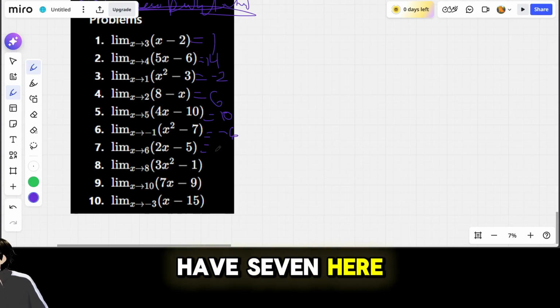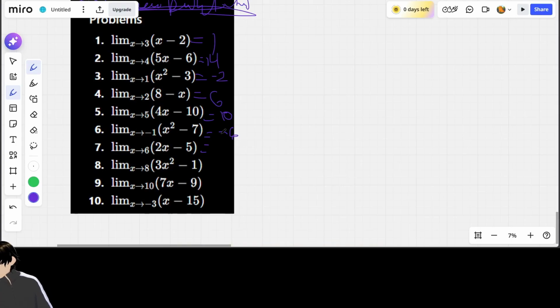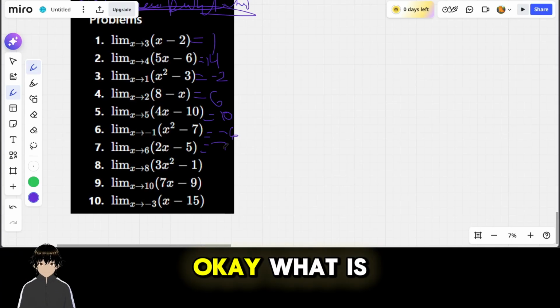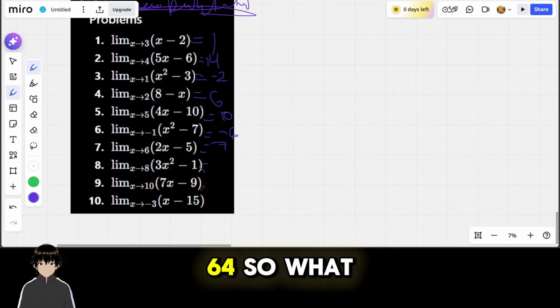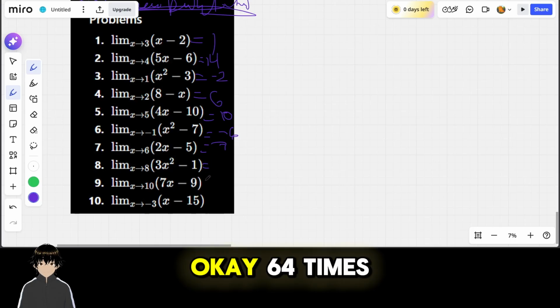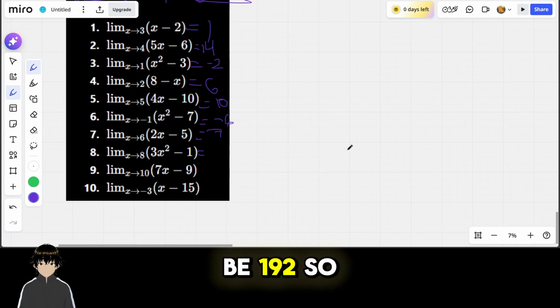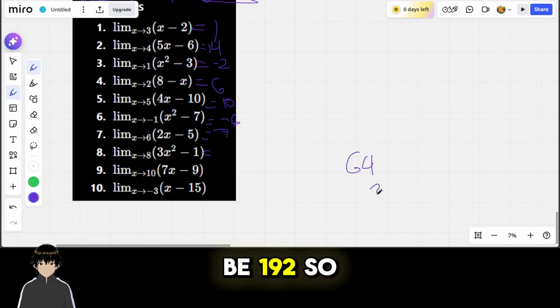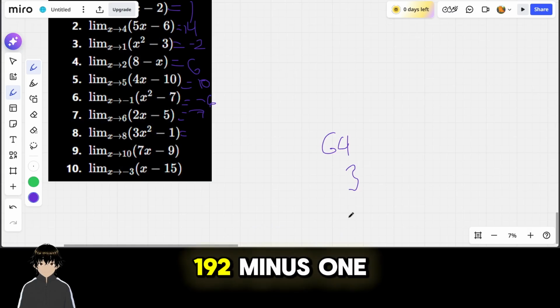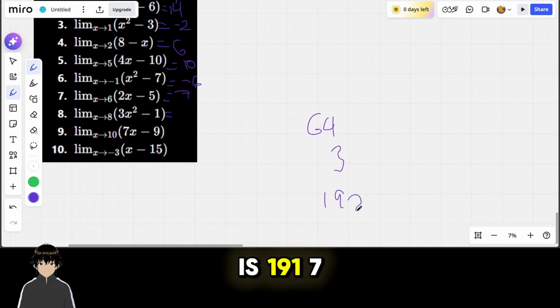Okay, so we have 7 here. So 3x, okay. What is 8 squared? 64. So what is 64 times 3? Okay, 64 times 3 is going to be 192. So we have 192 here. 192 minus 1 is 191.